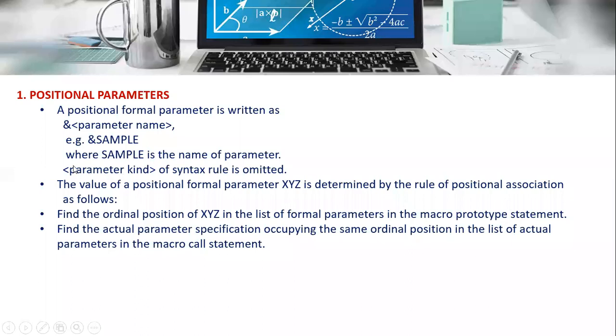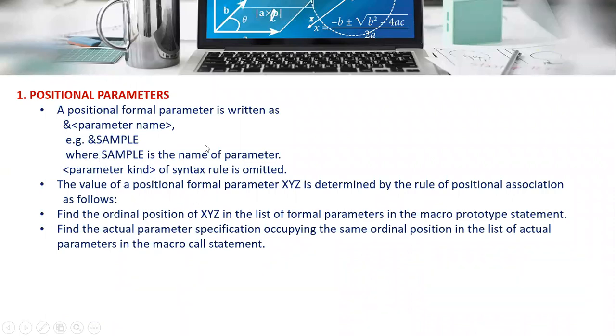The parameter kind is omitted in the syntax rule in that particular parameter. Parameter kind means the type of this parameter. Here we consider that this type of parameter is the positional parameter. Now, the value of the positional formal parameter xyz is determined by the rule of positional association as follows.